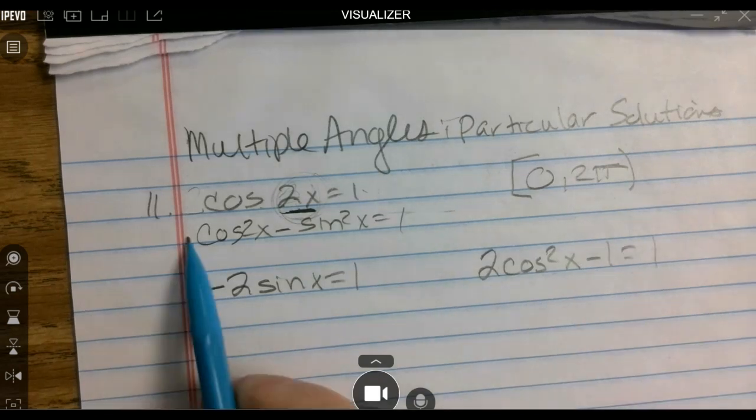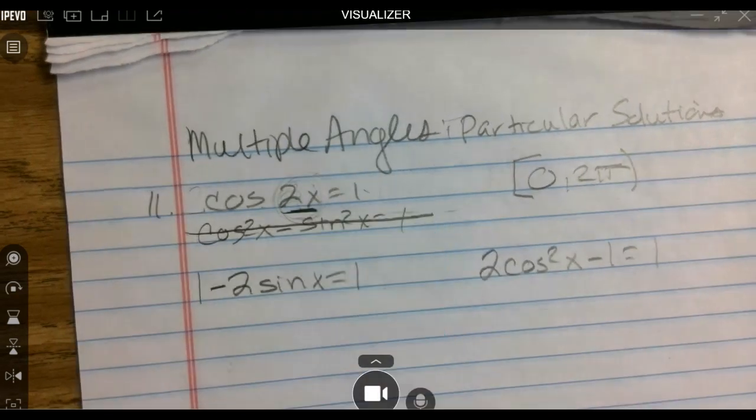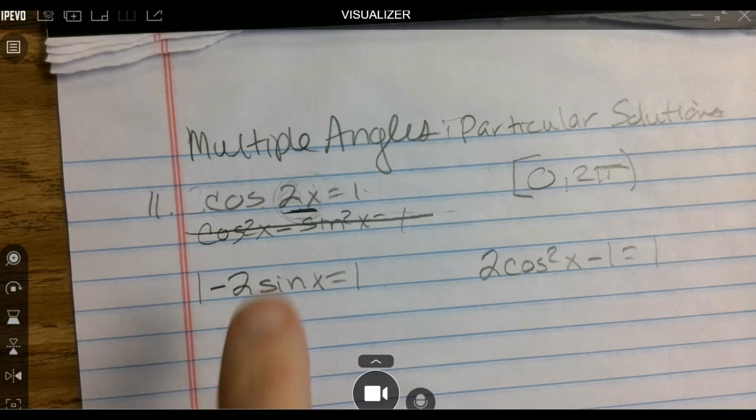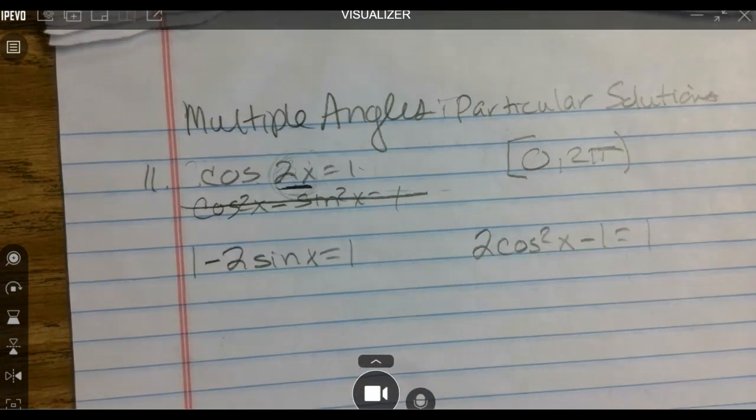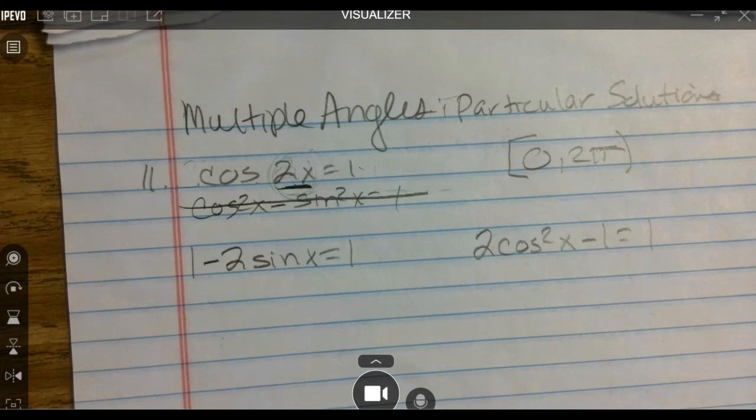So this is just not useful in this problem. I mean, it's useful in other places, just not here. Agreed? And both of these work. That's kind of the cool part. Now, had this been a 3, I couldn't do this. Had this been a half, I couldn't do this. But we can solve it now.